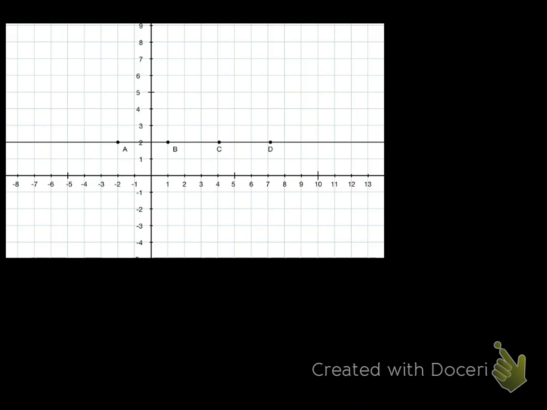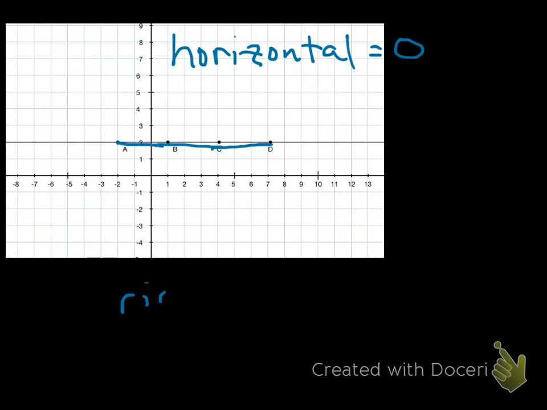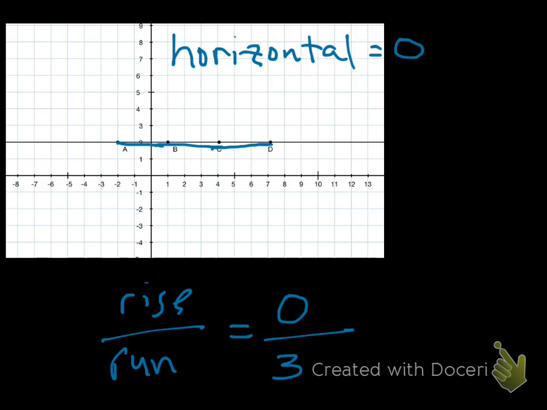All right, so here we have our horizontal line. Okay, and we already talked about horizontal should have a slope of 0. Let's talk about why. If you go from A to B, you don't do any rising. There's no rising. All you're doing is running, running, running. So if we do rise over run, your rise is 0, and your run is 3. 0 divided by any number is always equal to 0. So your slope is equal to 0 on any horizontal line.